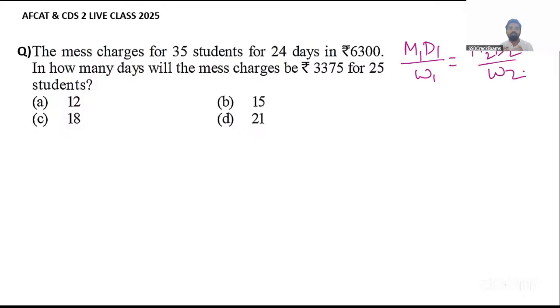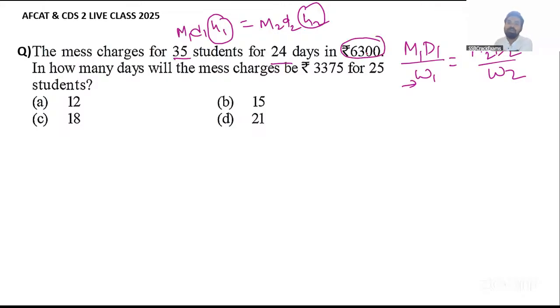Whenever there is hours, if you see M1, D1 and H1 is equal to M2, D2 and H2. If there are no hours, then you can use the concept of M1, D1 upon W1. In this question, we have men, we have days, but we do not have hours. Instead of hours, we have something in a different quantity, so we will take it as work. Similarly, in the second case, we have days, we have work, and we have students, but we do not have hours. So we cannot apply this formula here. Simply we will apply this formula and find the answer.